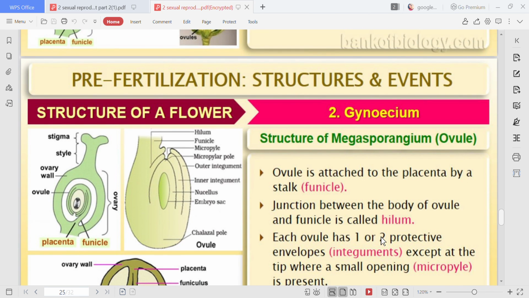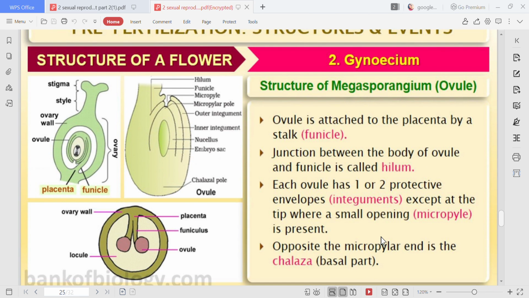Now let's see the structure of an ovule or the structure of megasporangium. Now you should know these terms. Ovule is also known as megasporangium. Now we will be studying the structure of ovule. Ovule is attached to the placenta by a stalk called funicle. Now this is the funicle. You see, this is the placenta. Okay, and these are the ovules, two ovules. So the ovules are attached to the placenta by a stalk. This is the stalk which is called funicle.